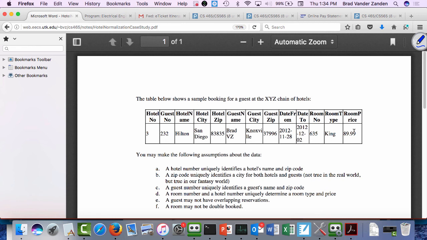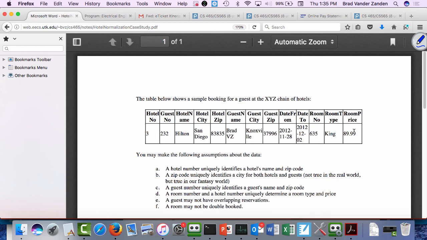And the first thing we need to do is know what assumptions we can make about the data. So we're assuming that a hotel number uniquely determines the zip code for that hotel and its name. Okay, that's a bit iffy because we know how hotels love to shove lots of hotels into the same zip code. But to make life easy, we'll assume that. We'll assume that a zip code uniquely identifies a city. Again, we know that's not true. Knoxville has multiple zip codes, but we will assume it to just make the problem a little easier.